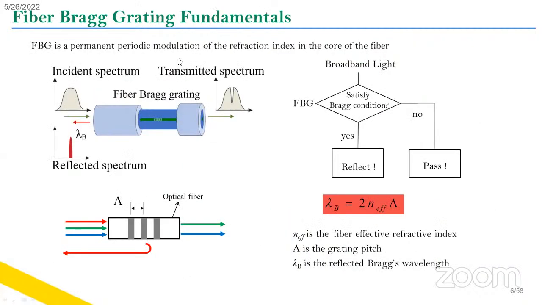This is a fiber Bragg grating. As you can see here, this is inside the fiber optic cable. The cable diameter is almost 100 micrometers, which is just like our hair diameter. There will be a periodic refractive index modulation inside the fiber. This part is called the sensor, the fiber Bragg grating sensor.